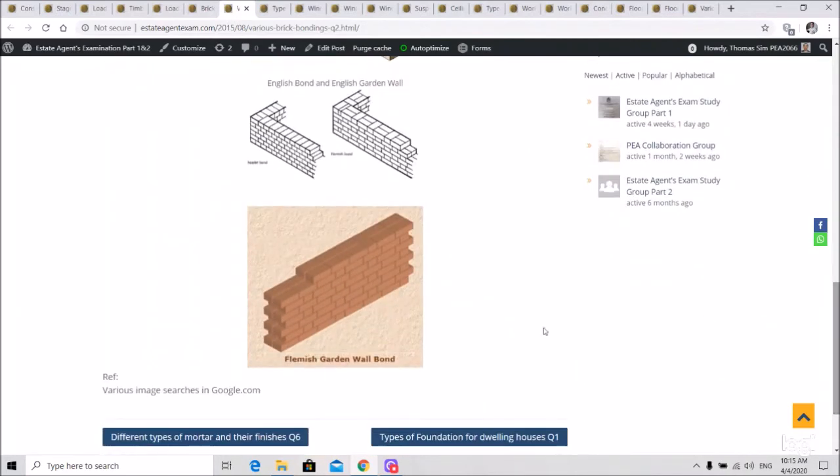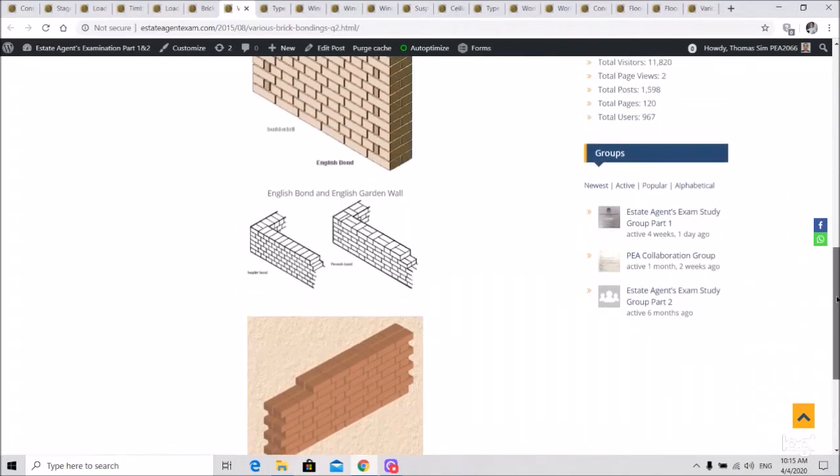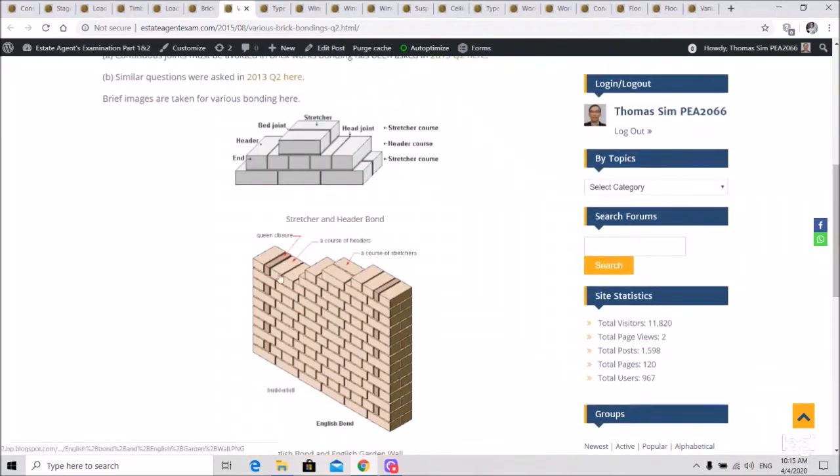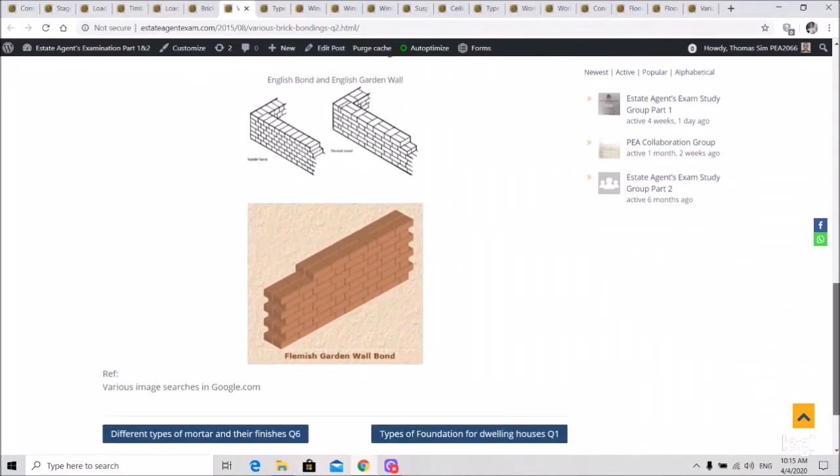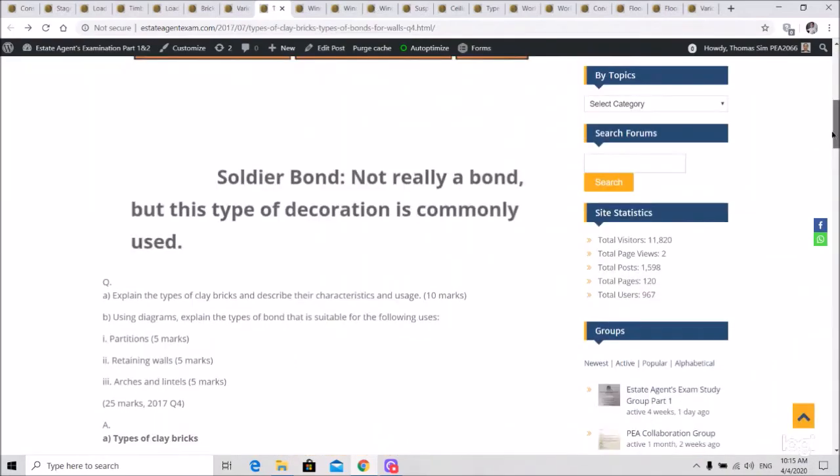What is Flemish bond is interesting. Flemish bond is actually a stretcher and then a header, and then a stretcher and then a header, as you can see. So English bond and Flemish bond: English bond is quite strong for the strength it has, but maybe the pattern is not so nice. Whereas the Flemish bond, the pattern is nicer, but not as strong as English bond. So let us maybe see another picture.